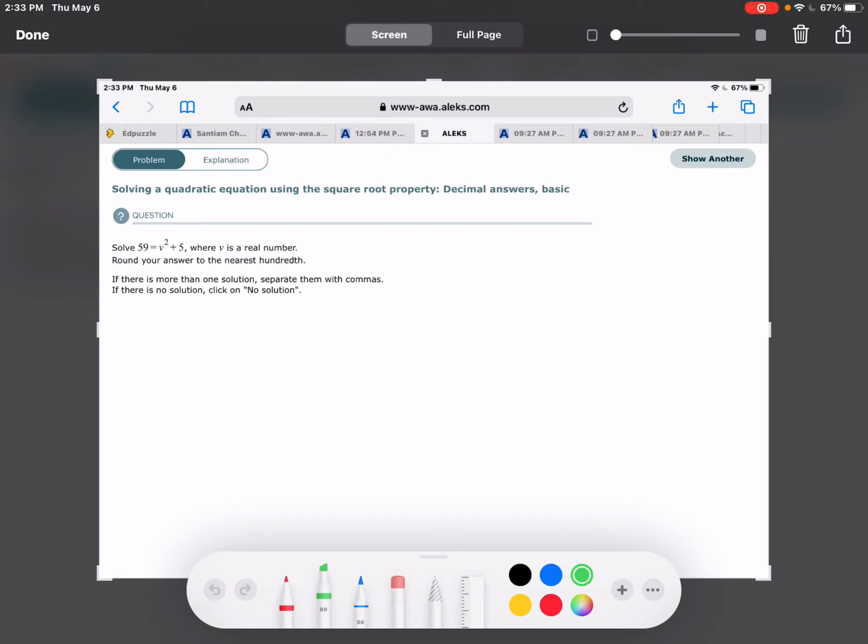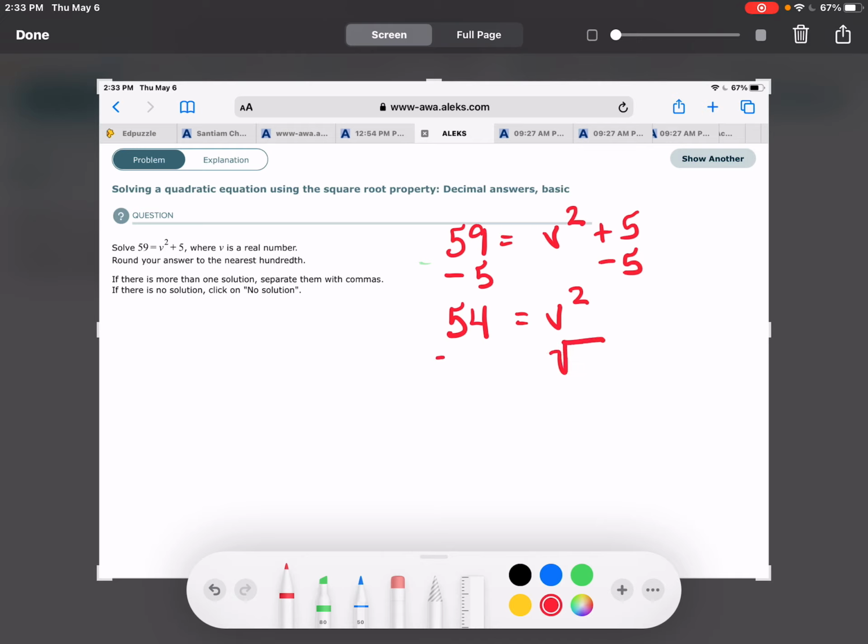Let's talk about solving a quadratic equation using the square root property when the answers aren't quite as nice. So what we're going to need to do is we still need to get our squared thing by itself on one side. We want v squared in this case to be by itself. So let's go ahead and subtract 5 from both sides, make this a little simpler. We end up with 54 equals v squared. We've isolated v squared, so now we're going to square root both sides.